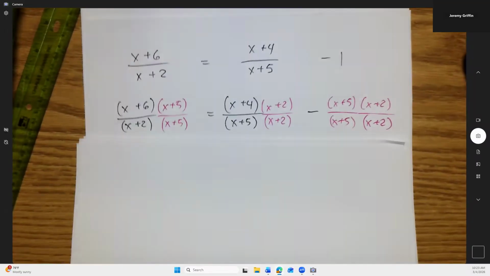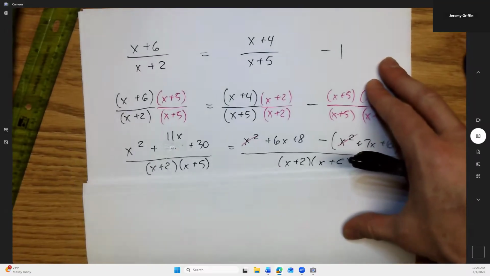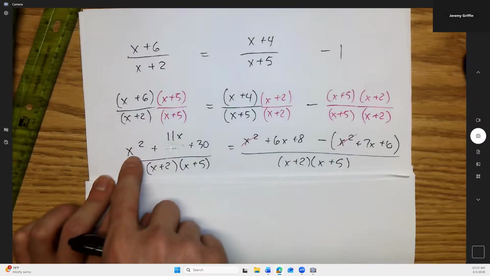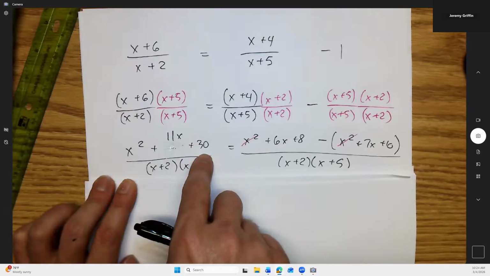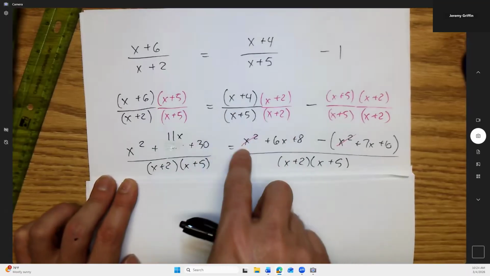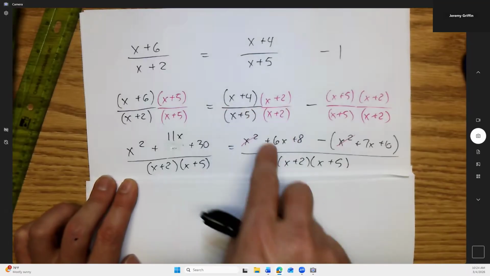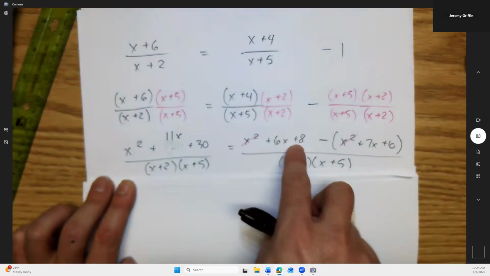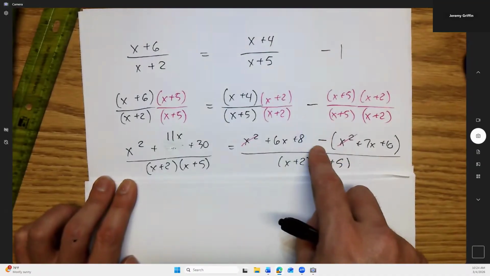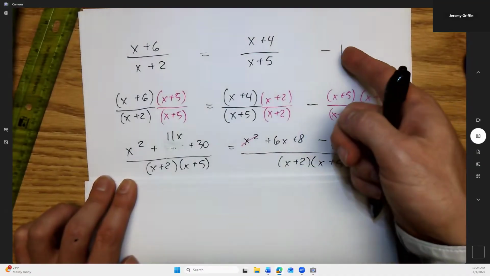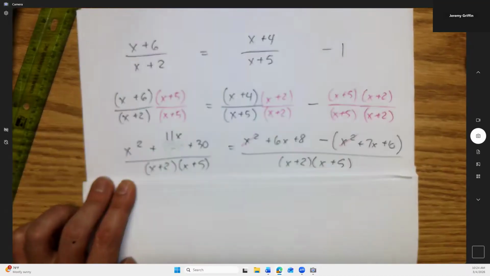Bunch of foiling going on. Here I got x times x is x squared. 5x and 6x is 11x. 6 times 5 is 30. Got that. On the right side, x times x is x squared. You got 2x and 4x is 6x. And 4 times 2 is 8. And over here, guys, this is minus. So carefully, you do have to distribute a negative. So watch that. Or you could add 1 over and work that on the left side. Up to you.